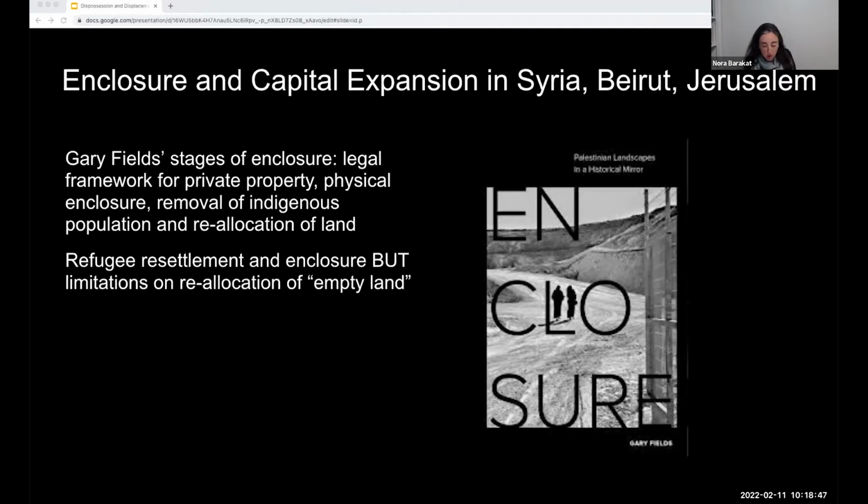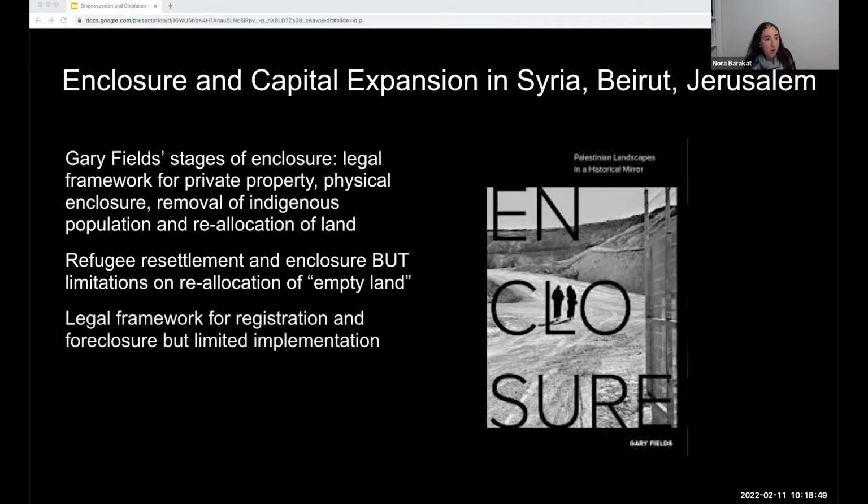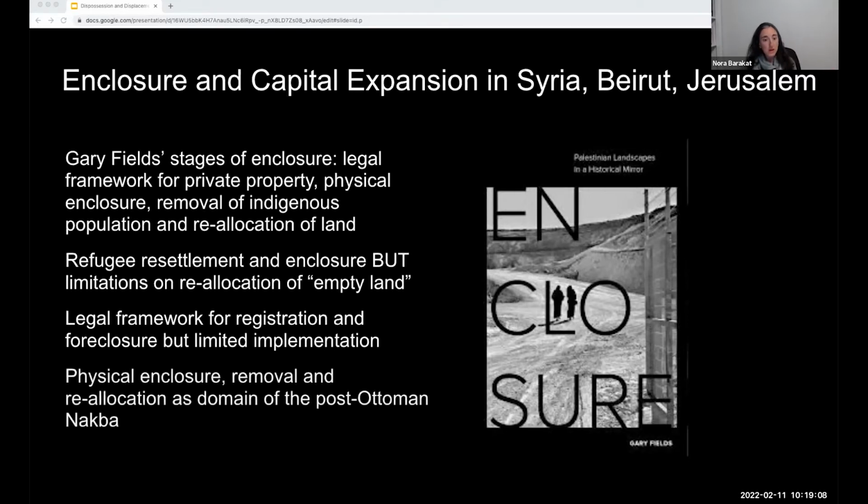So there's a framework also for private commodified property during this period. And there's also a framework for collateralizing that property and foreclosure. But numerous scholars have argued that foreclosure doesn't go very far, and that the separation between labor and land doesn't occur until the colonial period, i.e. after the Ottoman disintegration. So what all of this has meant is that physical enclosure, removal, and reallocation have really remained in the domain of the post-Ottoman Nakba for scholars who are working on this geography.